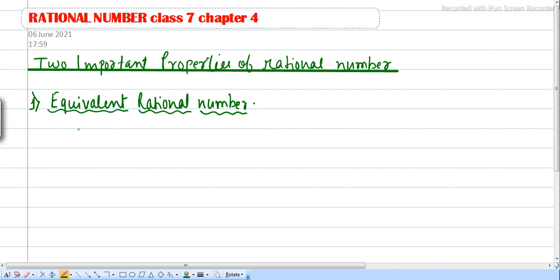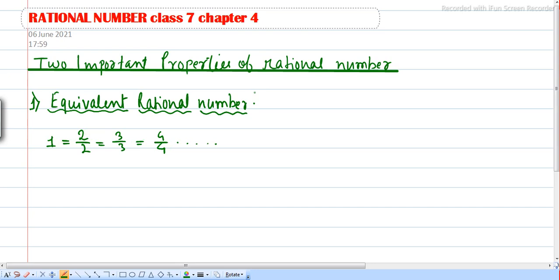So suppose we have 1. We can write 1 as 2/2, 3/3, 4/4 and so on. So 2/2 is equivalent to 1, 3/3 is equivalent to 1 and 4/4 is equivalent to 1. Okay, so what is the meaning of equivalent?